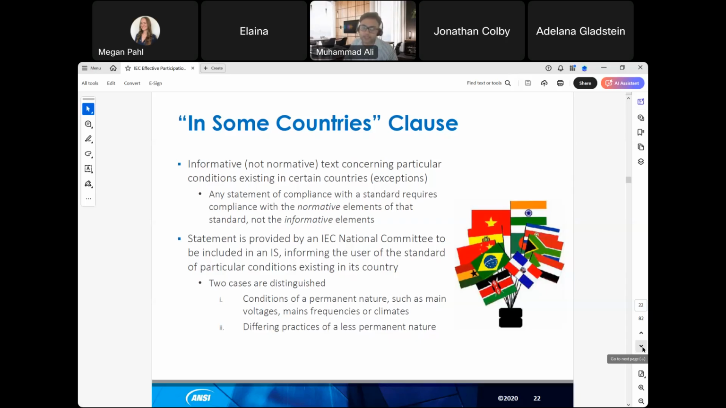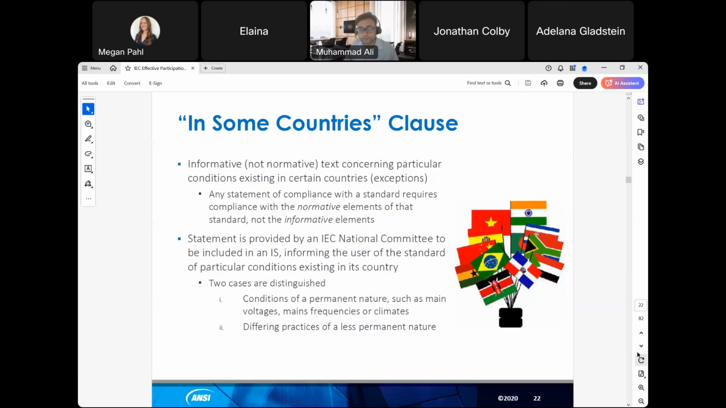So having these "in some countries" clauses does not impact other countries that it does not apply to, right? The statement of the "in some country" clause is really provided by the national committee that is impacted by that change, and they are the ones that should be providing this statement.